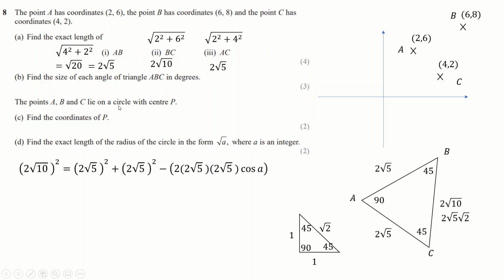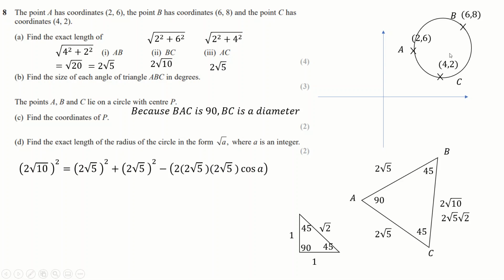Now, the points A, B, and C lie on a circle with center P. So there's some circle going around here with center P, with these 3 points. Now the thing is though, if you've got a triangle in here and you make a 90-degree angle on the circumference, that means that the line opposite that 90-degree angle must have been the diameter of the circle. So it's not going to look like it when I draw a triangle in here. This doesn't look like the diameter. But because this is a 90-degree angle, which I've already said that it is, this must be the diameter.